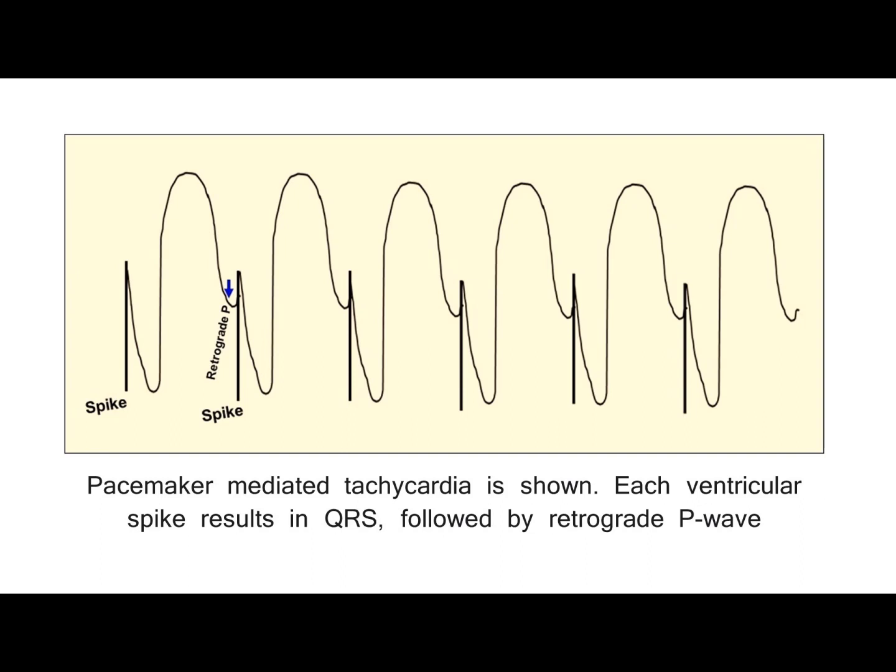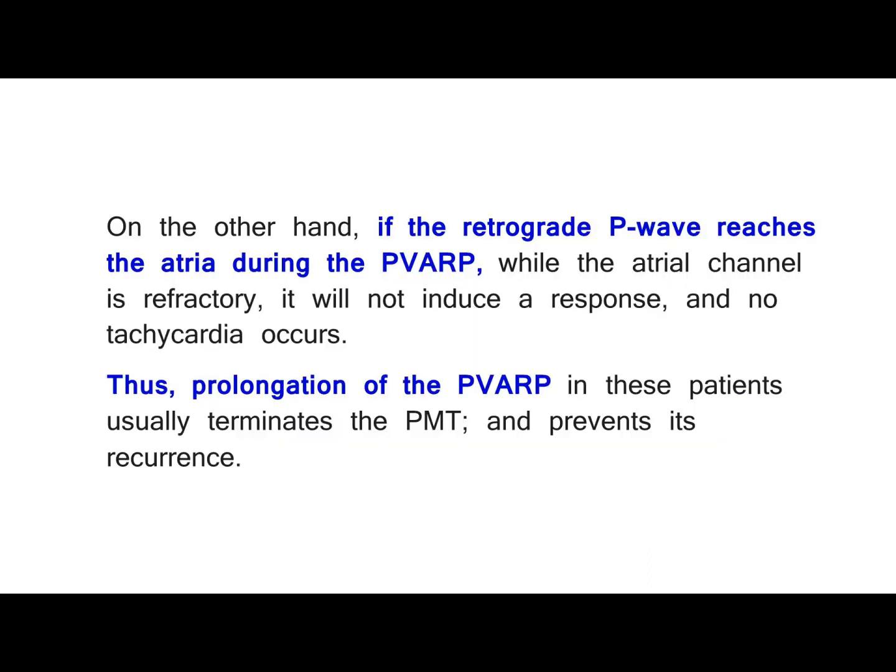Pacemaker-mediated tachycardia is shown. Each ventricular spike results in a QRS, followed by a retrograde P wave. On the other hand, if the retrograde P wave reaches the atria during the PVARP, while the atrial channel is refractory, it will not induce a response, and no tachycardia occurs.